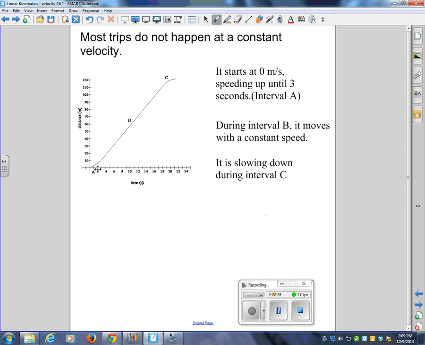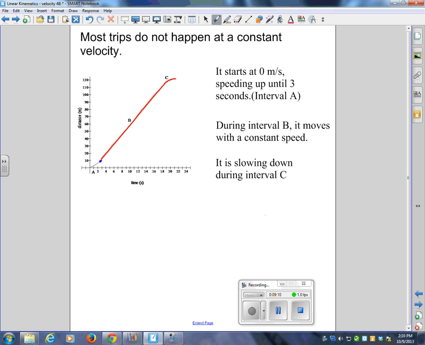It starts off at 0. In fact, it's not quite 0. It'd have to be flat to be 0, right? But we're going to say it starts off at 0, speeding up to about 3 seconds. It's about here where it starts to straighten out. So I would call that interval A. During interval B, it moves with a constant speed because the line right here is straight. And then it slows down during interval C.